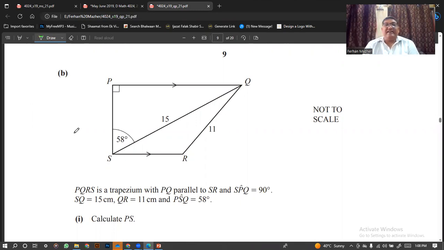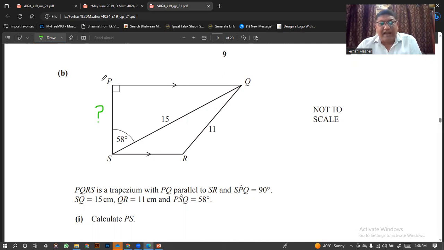SQP is 90 degrees. SQ is 15. QR is 11 centimeters. Angle PSQ is 58. The first question is to calculate PS. It's a right angle triangle. I know this angle, and this is the hypotenuse of that right angle triangle.